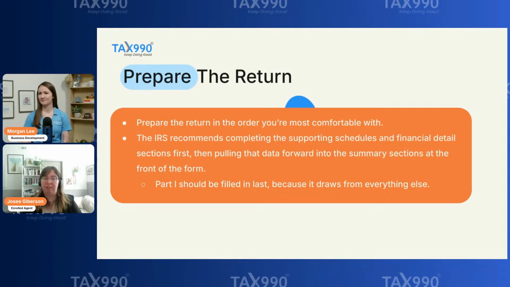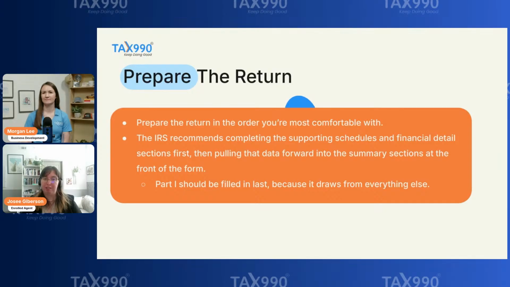And keep in mind that chronological order of the return might not be the most comfortable way for you to prepare it. And in fact, the IRS on page 4 of the instructions for the 990, they have a suggested workflow where you start from schedules A through F and then H through M before you even begin to move on to the main part of the form.